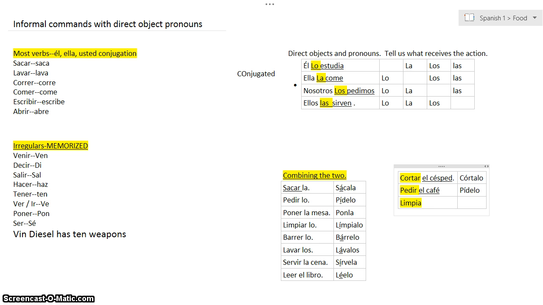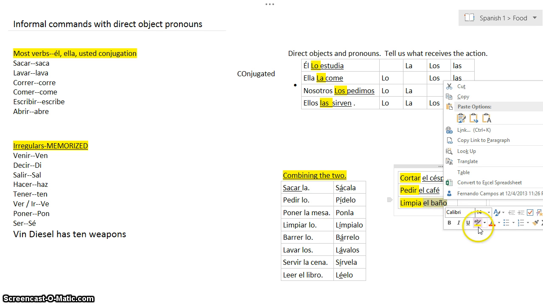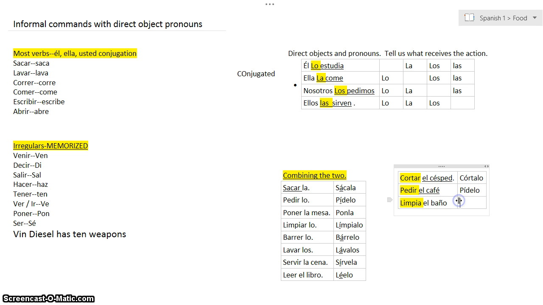Limpia el baño. Okay. Limpia el baño. So we're going to take the verb and we're going to make that into a command. Limpia. We're going to take the direct object and we're going to make that into a pronoun, lo. And we're going to bring those together and we're going to say límpialo. Okay.